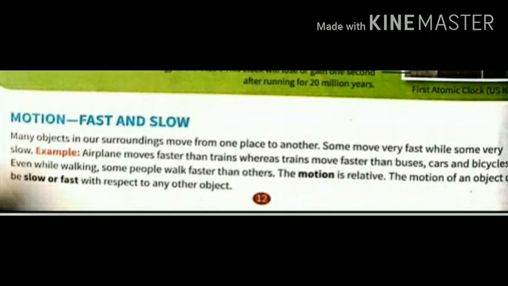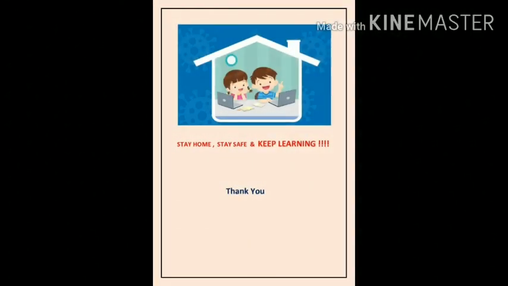Now the last topic of this page is motion. Motion can be fast or slow. What is motion? Many objects in our surroundings move from one place to another. This movement from one place to another is called motion. Some move very fast while some move slow. For example, an aeroplane moves faster than a train, whereas a train moves faster than buses, cars and bicycles. Some people walk faster than others. So motion is relative.